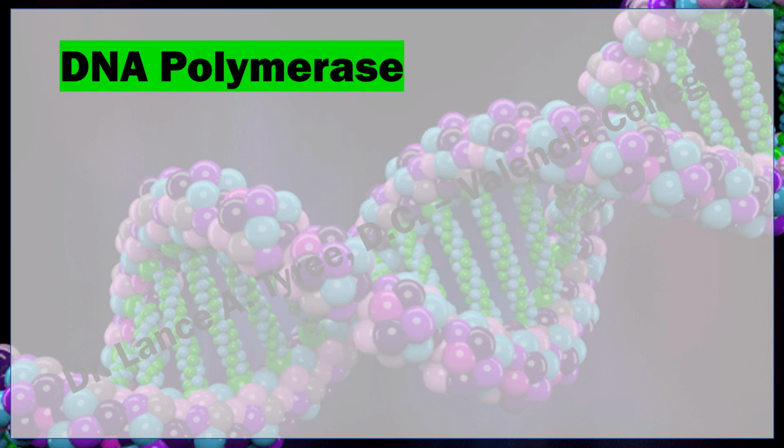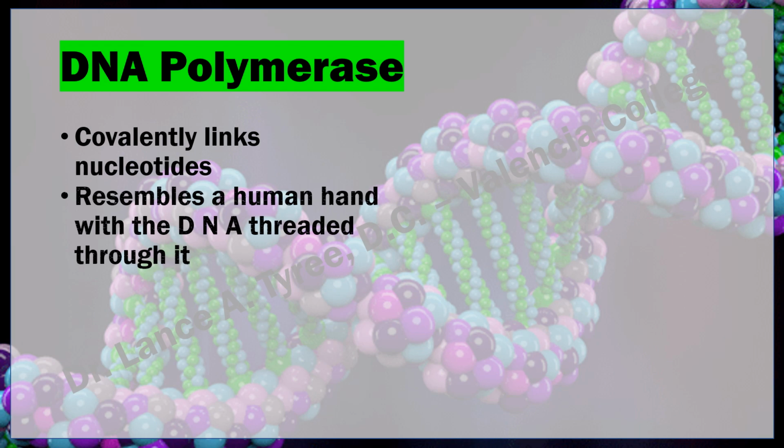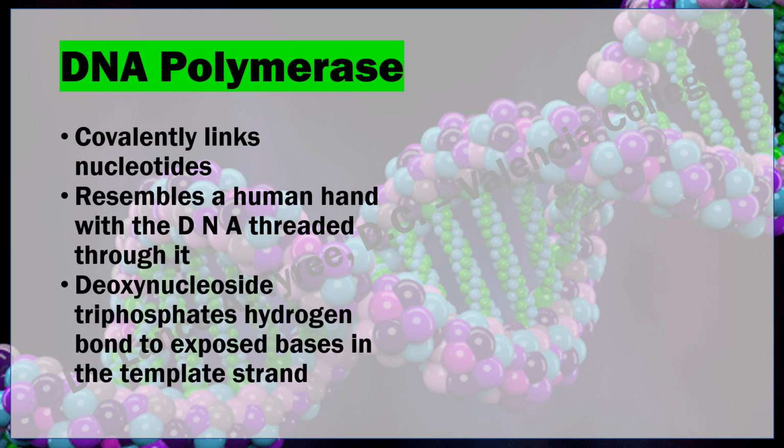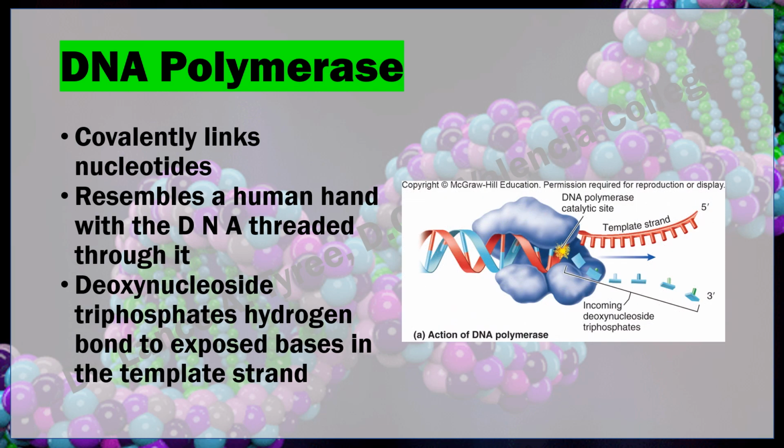Start off with DNA polymerase. This covalently links nucleotides, and resembles a human hand with DNA threaded through it, and deoxynucleoside triphosphates hydrogen bond to expose bases in the template strand. Here we can see it looks like a hand, and it pairs with the template strand here, making a new daughter strand.